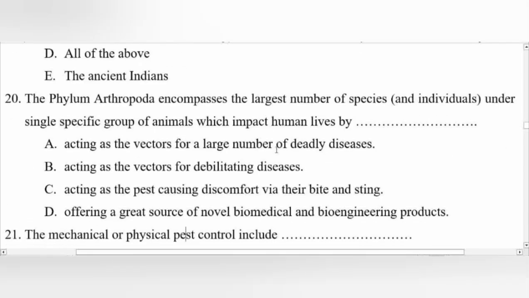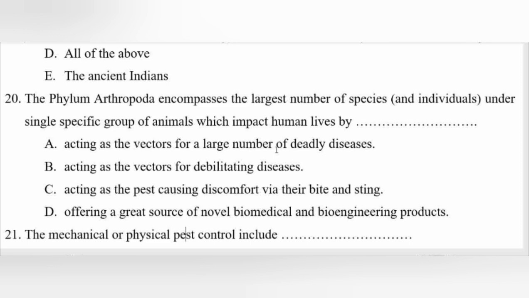Then question number 20, the phylum Arthropoda encompasses the largest number of species and individuals under a single specific group of animals which impact human lives by. In other words, how do they impact human lives? The option is by acting as the vectors for a large number of deadly diseases. Yeah, deadly diseases. You can think of malaria and how it is killing many people.